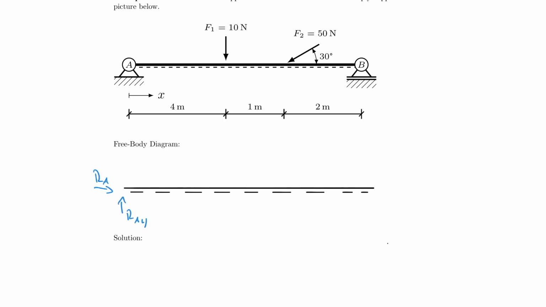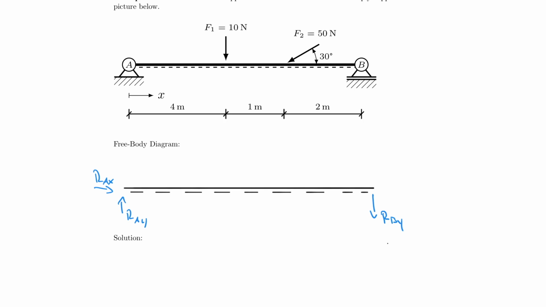And by the way, it doesn't matter in which direction you assume RAX or RAY, because notice that here I'm just assuming. Intuitively, all of us know that the force is going up here, but you don't know if RAX is going to the right or to the left unless you have some experience. But what I'm trying to tell you is it doesn't matter. You could even assume RBY to go downwards in this case, but that would just make you find a negative answer for RBY.